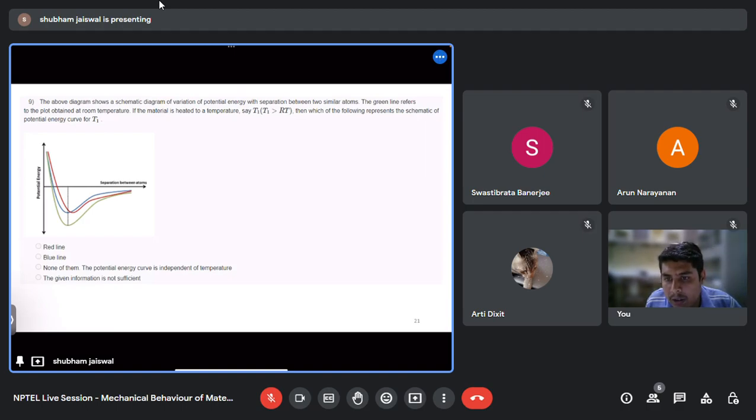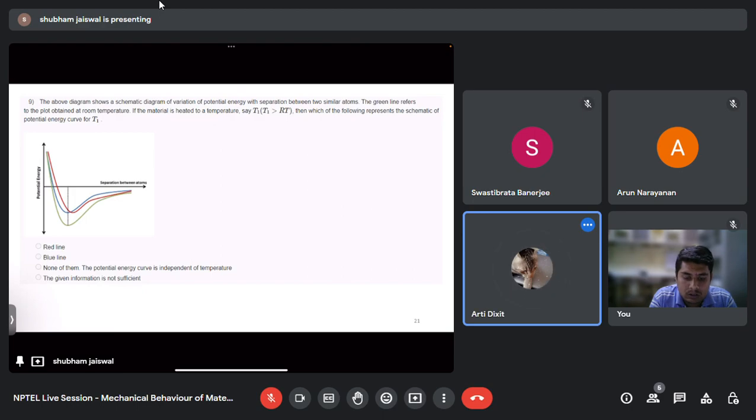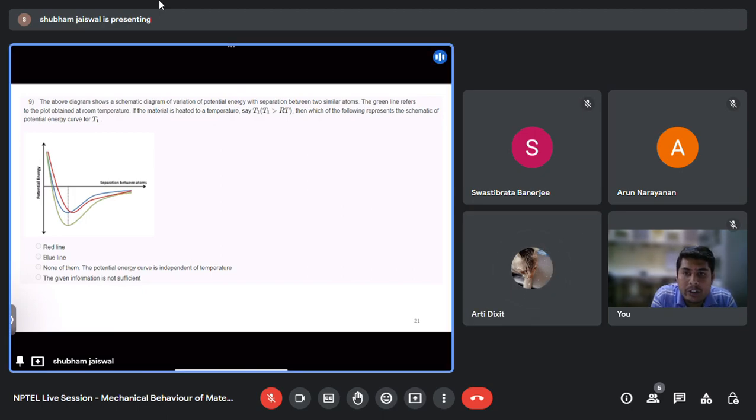Whether that is the blue line, the red line, or none of them, or whether the information given is sufficient to answer this question. Anyone? Okay, it might be the red one. So why is it so?